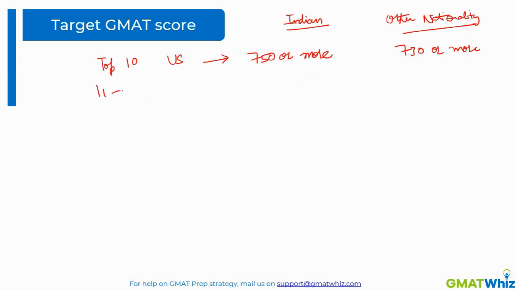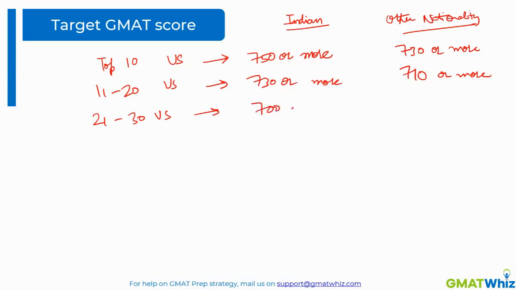If you're interested in 11 to 20 ranked US schools, still look at 730 or more. The general average tends to be around 710 or more, so generally 730 or more is required for Indian students. Anything between 21 to 30 in the US, generally 700 or more tends to be sufficient. Again, there will be some schools that don't rank in 21 to 30 but might still require higher scores. So I'm just giving you an approximate idea.